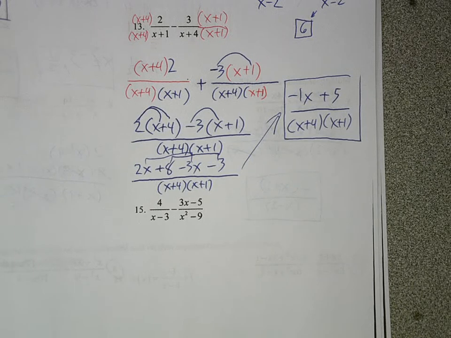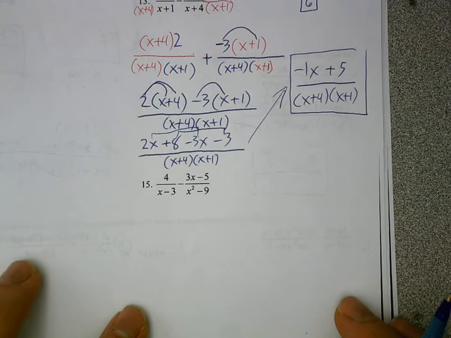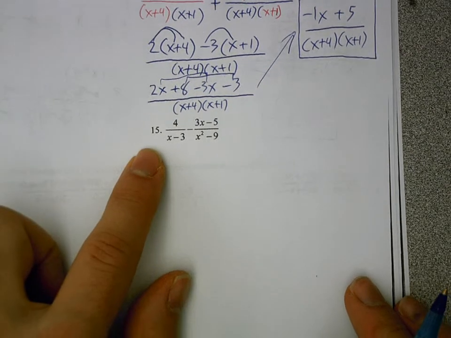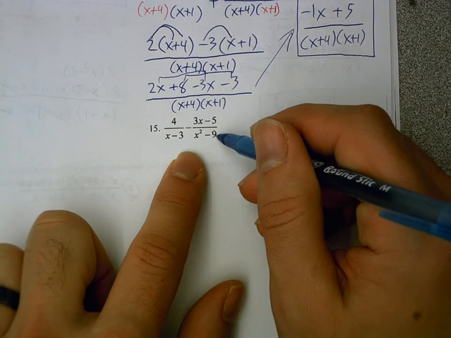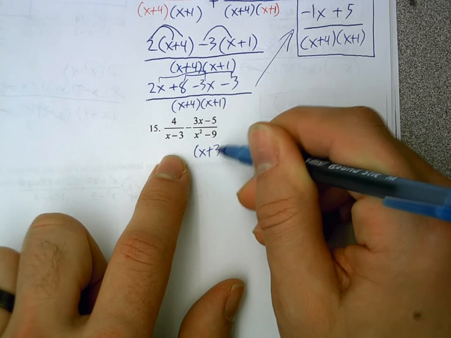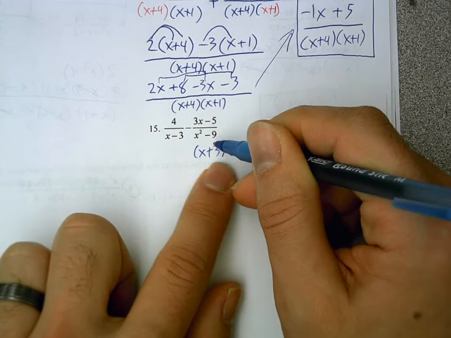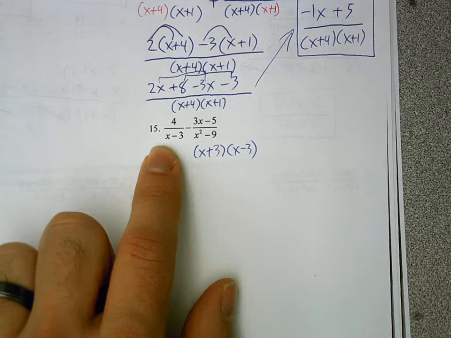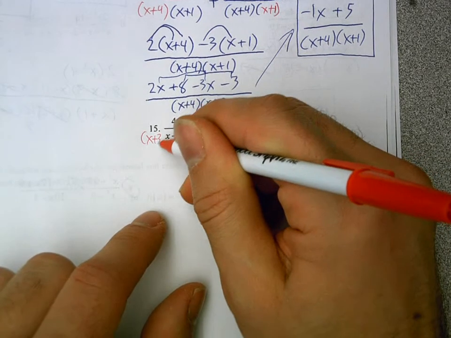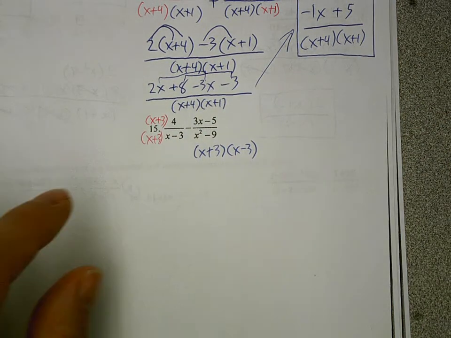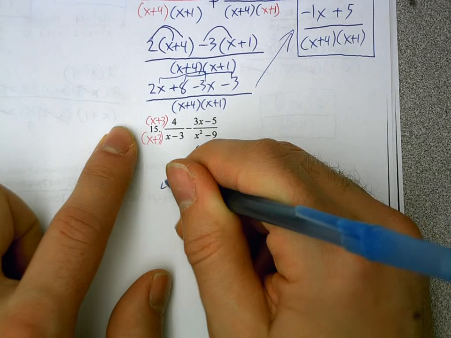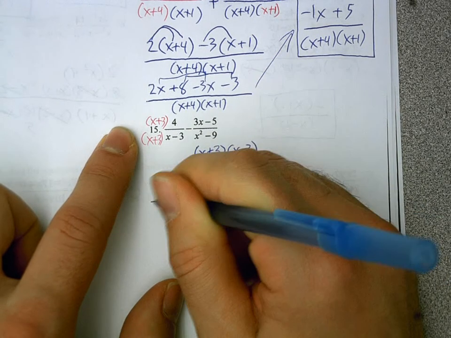Let's do another one, or at least start another one. We don't have tons of time, so I'm going to get this one started for you. 15. 15 is a little bit easier. This x squared minus 9 factors into x plus 3 times x minus 3. So this one already has the x minus 3 that the other one did. So I just need to multiply this guy by x plus 3. So that would give us 4 times x plus 3 over x plus 3, x minus 3.